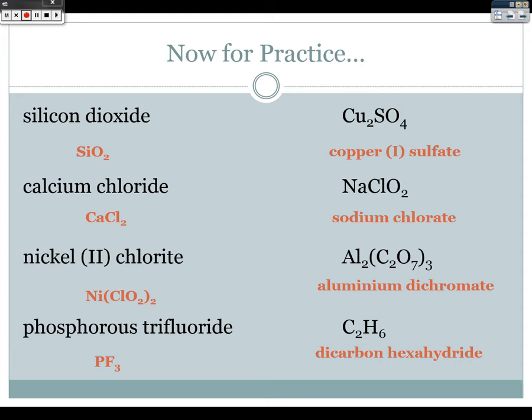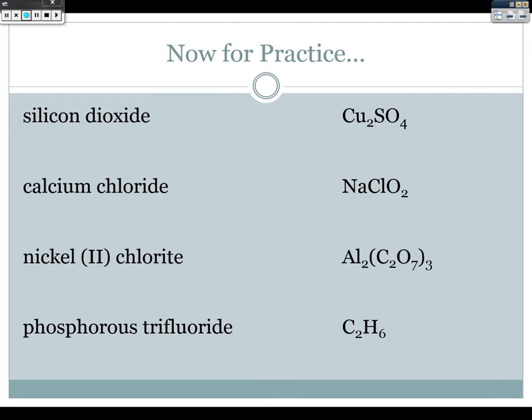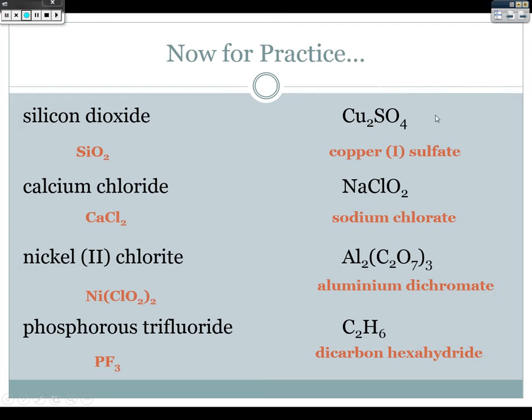Nickel 2 chlorite. Nickel's a 2+, chlorite is a 1-. So we're going to need 2 of those chlorites for every 1 nickel. Phosphorus trifluoride. It's phosphorus, so it's 1, so we can ignore it, so P. And then trifluoride, F3, PF3. Now I used 2 coppers to balance out this sulfate. Sulfate's a 2-. So each of the individual coppers must have been a 1+, so copper 1 sulfate.